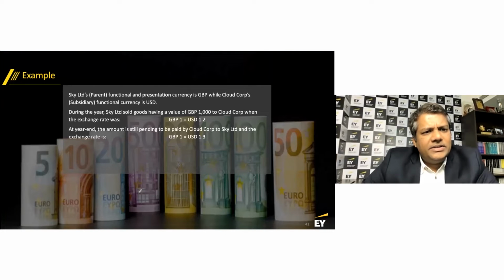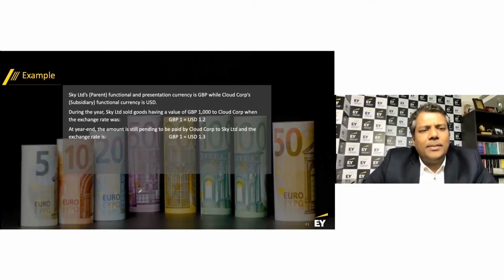Sky Limited's functional and presentation currency is GBP, while Cloud Corp's functional currency is US dollar. The subsidiary's functional currency is US dollar, and the parent's functional currency and presentation currency is GBP. That means the USD needs to be translated to GBP. Now, during the year, Sky Limited sold goods having a value of GBP 1000 to Cloud Corp, when the exchange rate was GBP 1 equals USD 1.2.